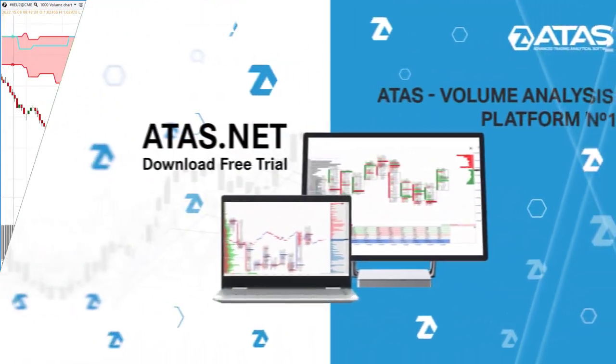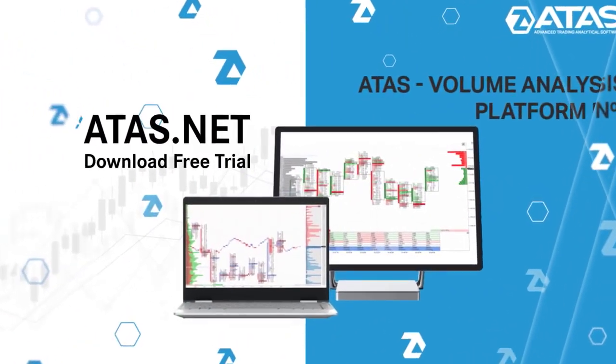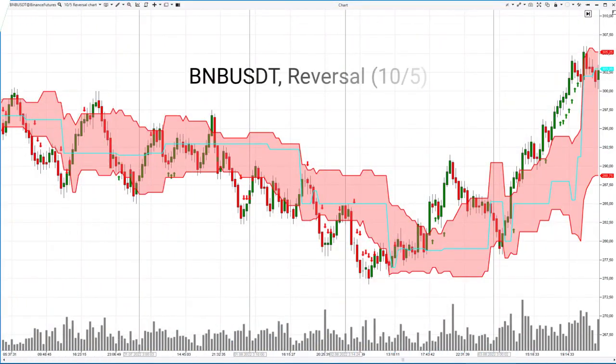The last example is the BNB USDT futures from the Binance exchange. This is a reversal chart with volume indicators and the dynamic levels channel. What story does the chart tell us, and how can we use it?